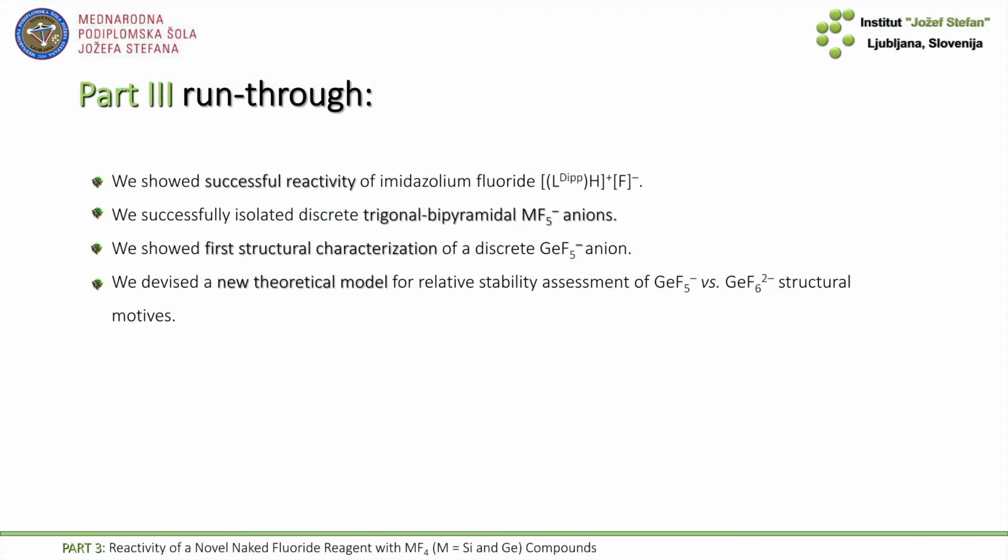And I would like to conclude this part 3: we showed successful reactivity of our novel reagent. We isolated discrete trigonal-bipyramidal anions. We showed the first structural characterization of the pentafluorido germanate anion, and devised a new theoretical model for relative stability assessment of pentafluorido germanate versus hexafluorido germanate structural motifs.